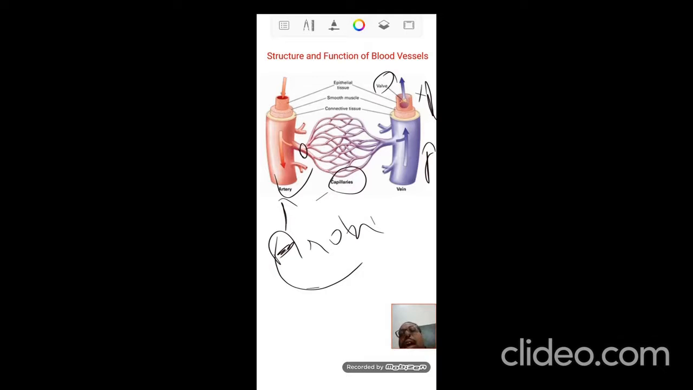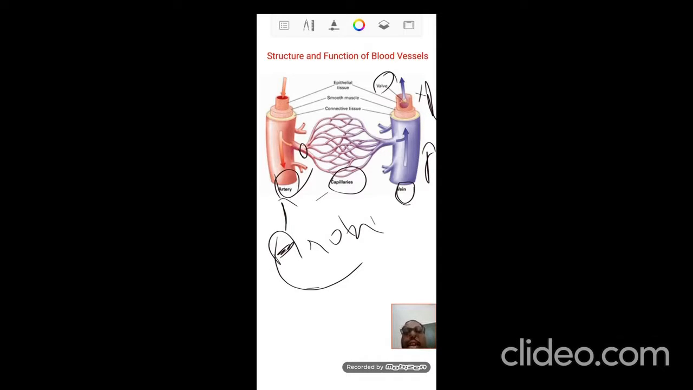What do you mean by an artery, and what do you mean by a vein? There are some definitions which were studied in the lower classes. That means arteries are structures which carry oxygenated blood from the left side of the heart to the other parts of the body, and veins are the structures which carry deoxygenated blood from the tissues to the right side of the heart. That is mostly the definition we have studied, but we have to clarify that definition once again.